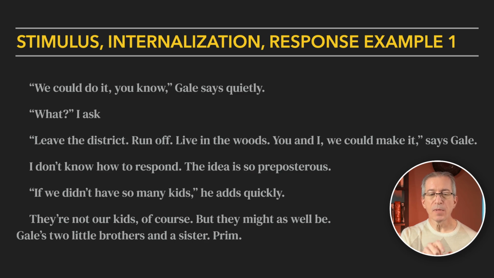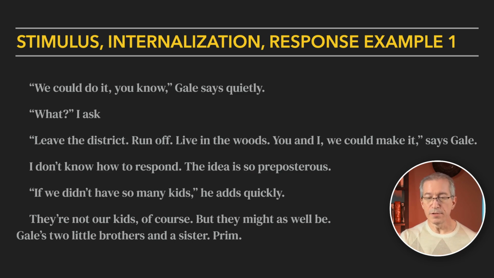So that little bit, "I don't know how to respond. The idea is so preposterous," is an internalization for Katniss. We are understanding a bit more about her, how she works, how she thinks, how she's thinking about this situation at this particular time. Just like Rue earlier, there is a gap in time where she's not saying anything. She doesn't know how to respond. And so Gale picks up. He says, "If we didn't have so many kids," he adds quickly. And so with her internalization, we don't have to say that there was a pause of any kind. We get that from what he says.